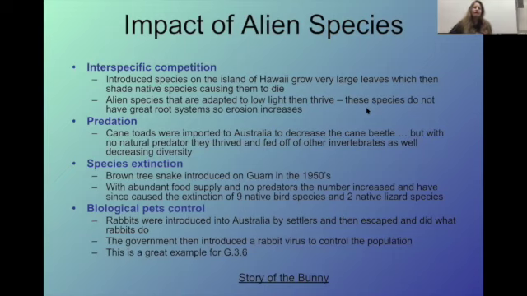So what's the impact? It's competition. These guys, because they're generalists, because they don't have any native predators, are going to outcompete the endemic species. They are going to take over territory, take over food sources, and they're going to cause things to die. Predation: they are going to, again, feed off of native species, and they're going to do it very well, to the point where they're going to put things to extinction.